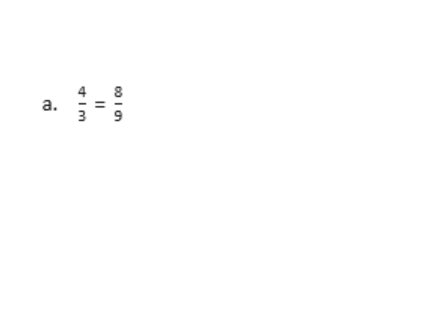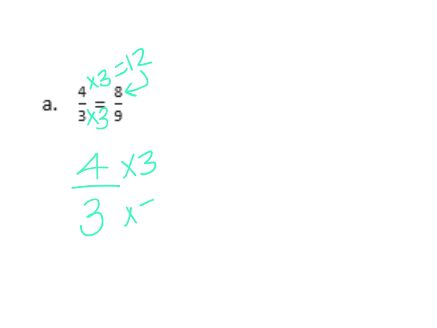I know that we can multiply 3 times 3 and we would get 9. But if we multiply 4 times 3, we would get 12. And they have a numerator of 8, which does not match. We need to correct the fraction on the right. So let's multiply the numerator and the denominator by 3. So 4/3 times 3 is going to give me a new fraction of 12/9.